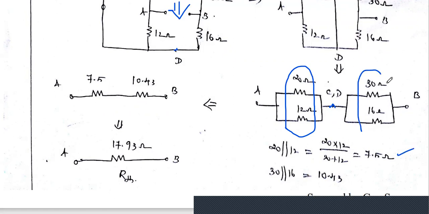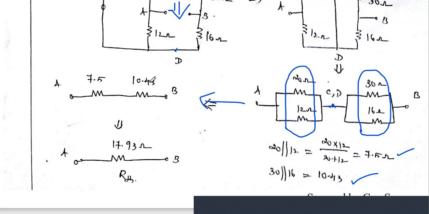Similarly, what is this 30 and 16? This is also parallelly connected. So 30 parallel with 16. So 30 into 16 divided by 30 plus 16. So the answer is 10.43. So this parallel combination. So you see the next diagram, the equivalent diagram, 7.5 in series with 10.43.